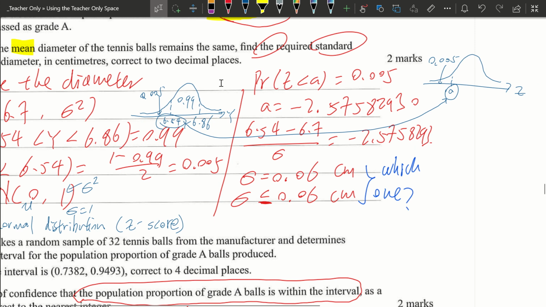They have the same area to the left. So from this, I can work out the standard deviation. This comes from the definition of Z score, which is also the standard normal.